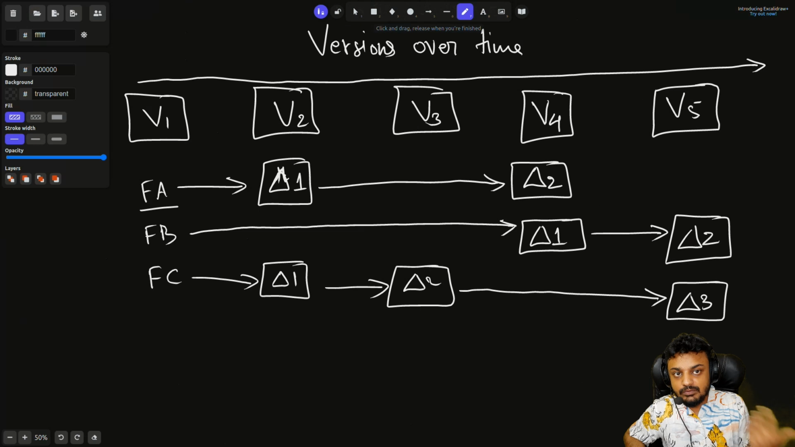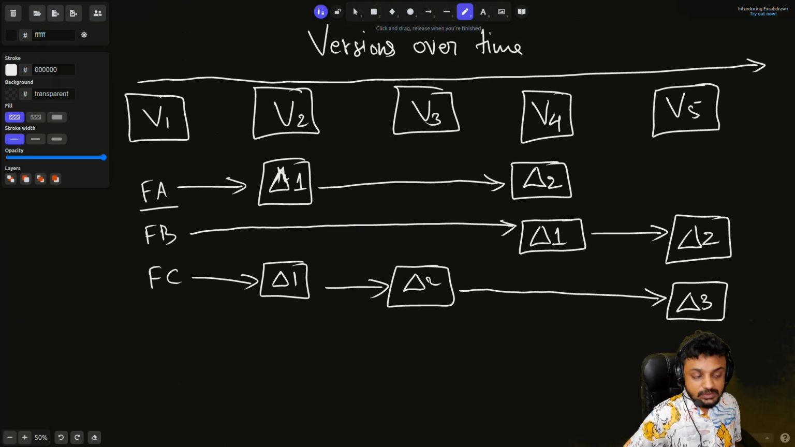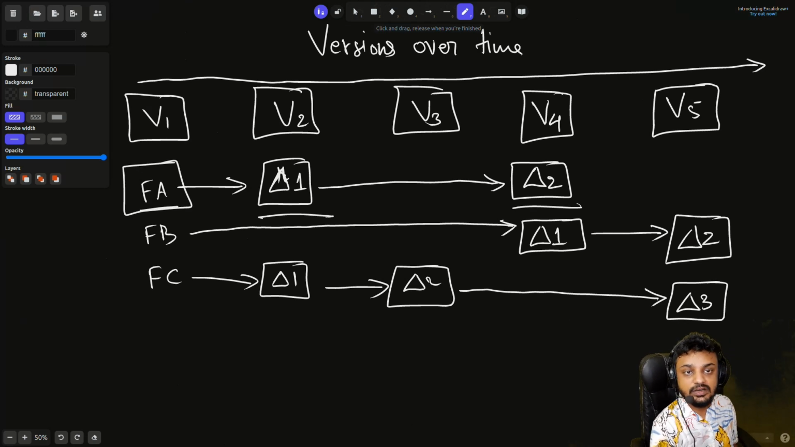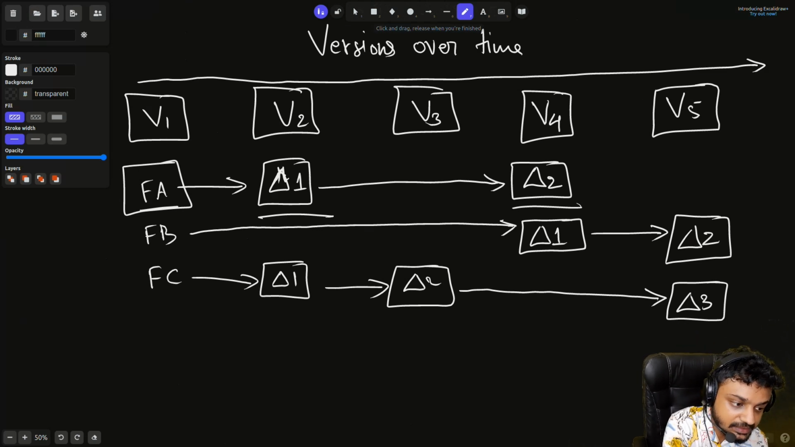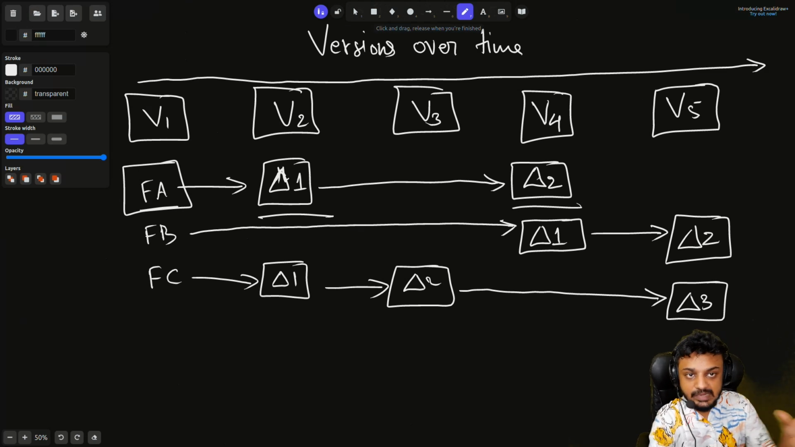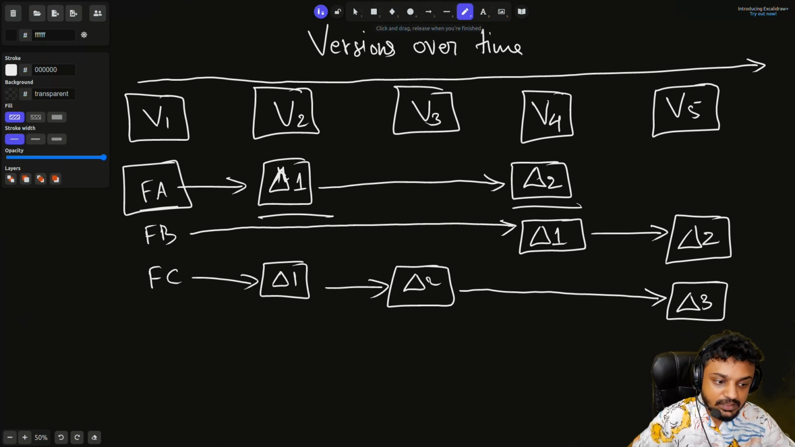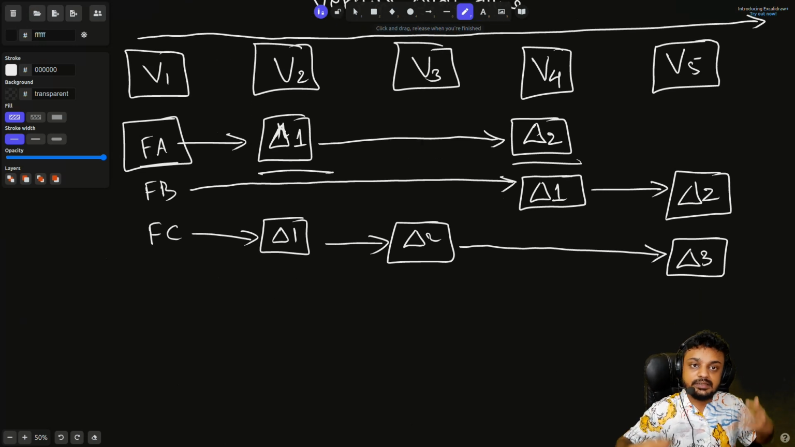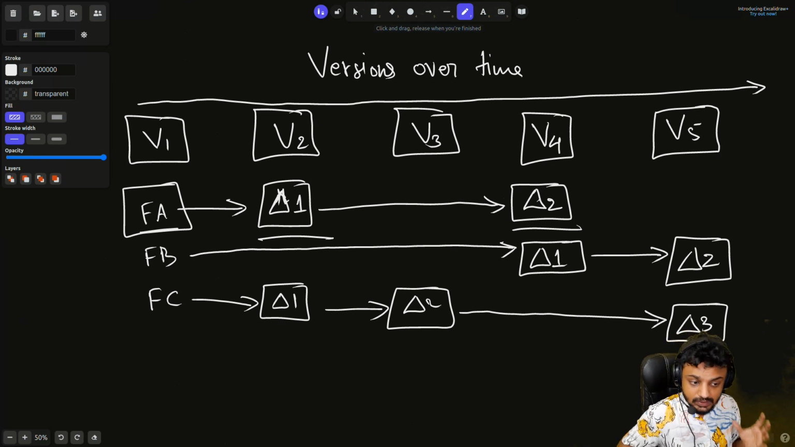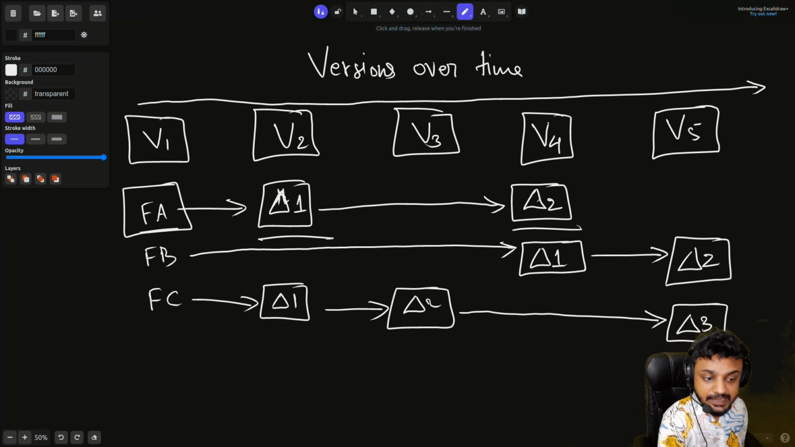So what the other version control systems do is they maintain the changes that are made to the base file over the period of time, right? So it will maintain two entries for file A, two entries for file B, and three entries for file C, right, mapped with different versions. So that's how it usually works for other version control systems, and these changes are all in context to the base file that is there.